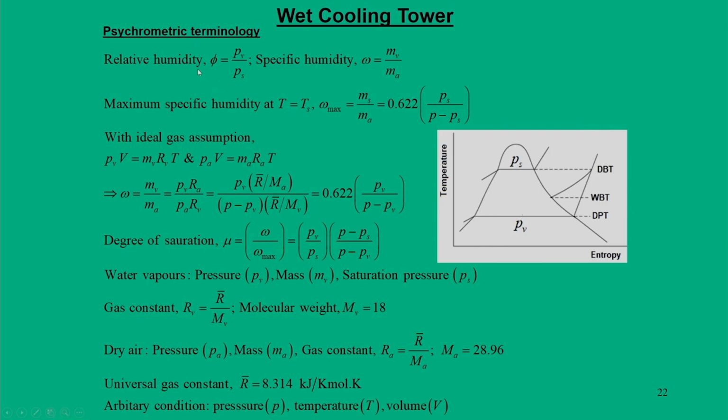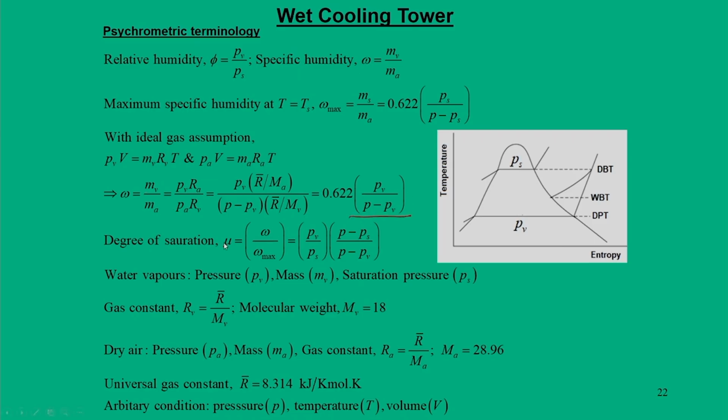So here relative humidity is the ratio of partial pressure of water vapor to the saturation pressure, then specific humidity is the mass of the water vapor to the mass of dry air, and considering ideal gas assumptions for water vapor, we can write down the gas equations, that is for water vapor and for dry air separately. So based on this we can get the expression for specific humidity in terms of pressure of water vapor to the pressure of dry air.